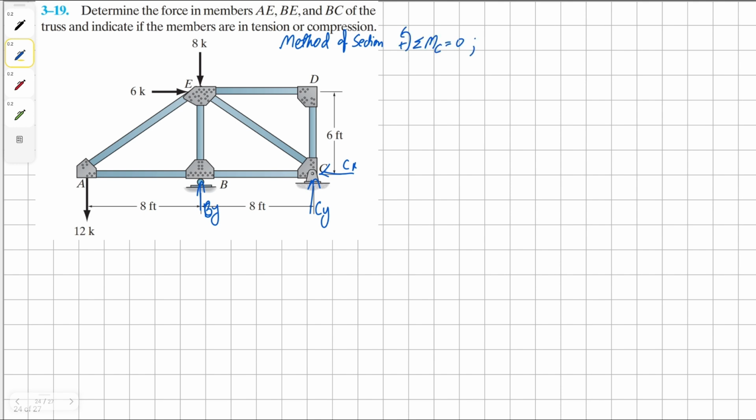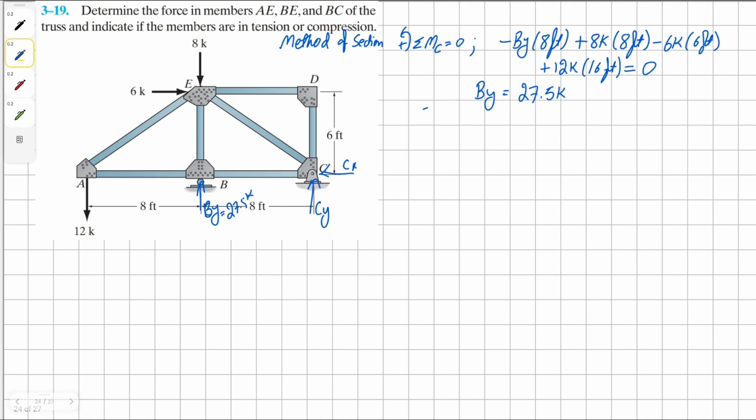We're going to take moment about the point C. We're going to have clockwise By, and it's 8 feet away. Then we have counterclockwise 8K, and it's 8 feet away. We have clockwise 6K, 6 feet away. And we have counterclockwise 12K, 16 feet away from point C, all equals to 0. Solving for By reaction, we get our solution as 27.5K.